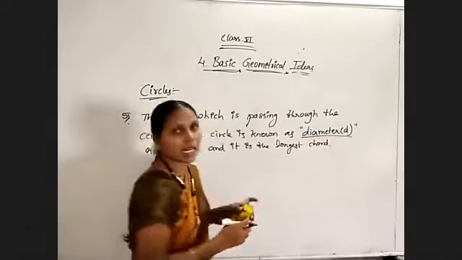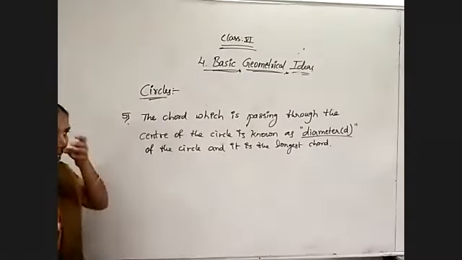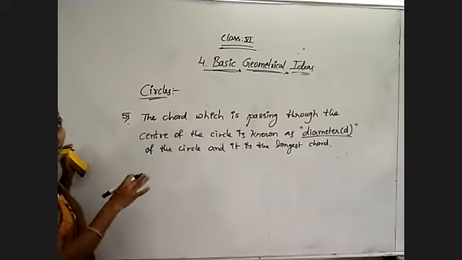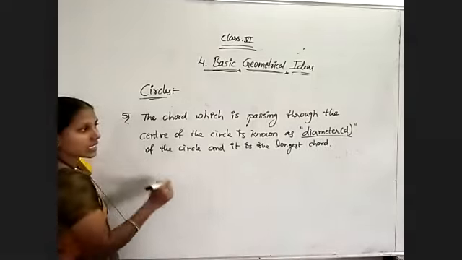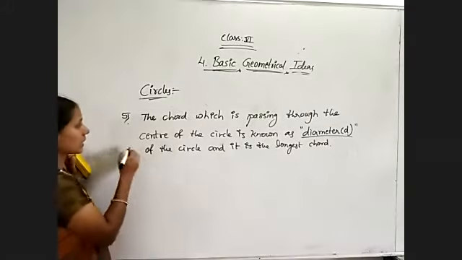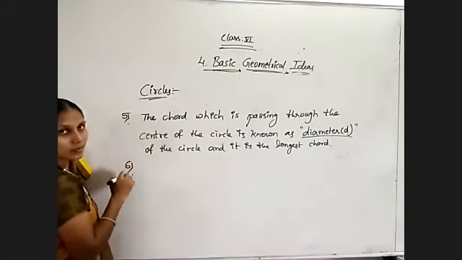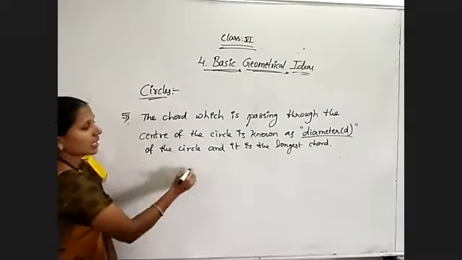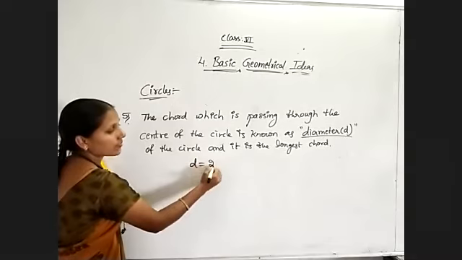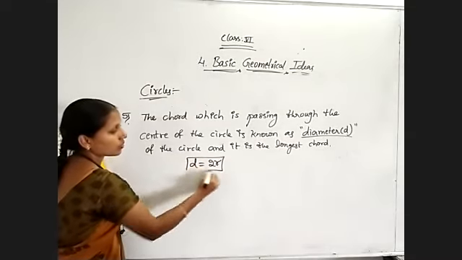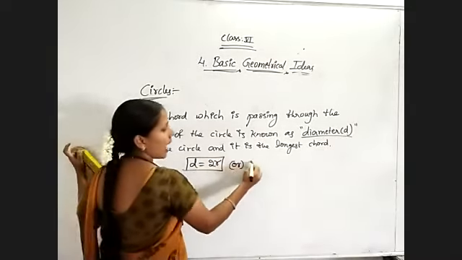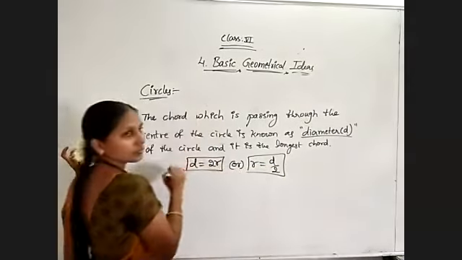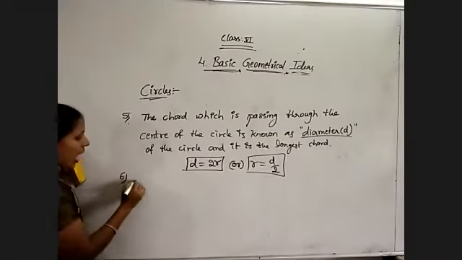So the longest chord of the circle is the diameter, and the diameter always has a fixed, equal length. Any side we can draw the diameter. Actually, the diameter length is given by twice the radius. D is equal to 2r, r is equal to d by 2. So this formula is very, very important. And next point, arc.